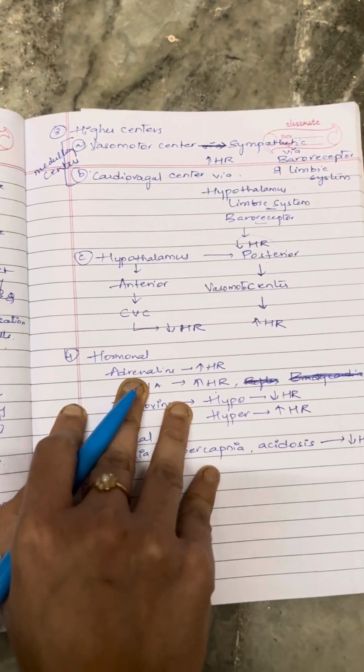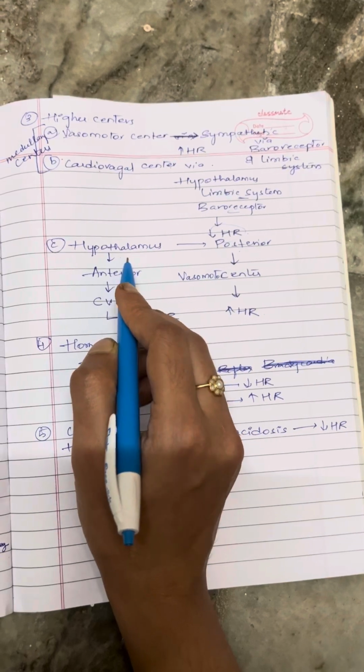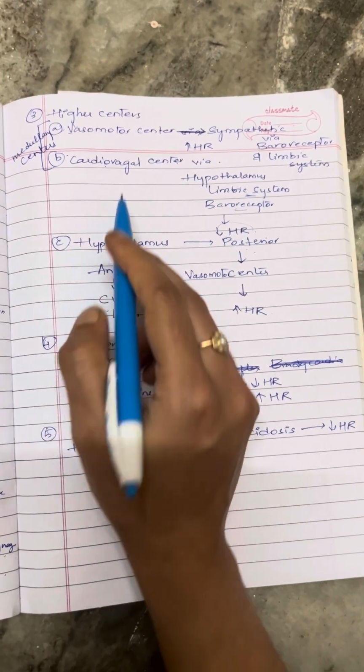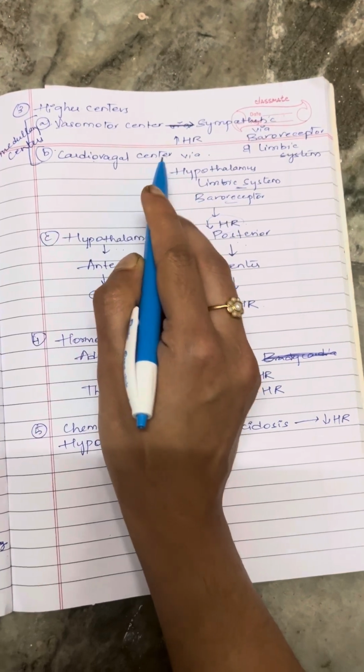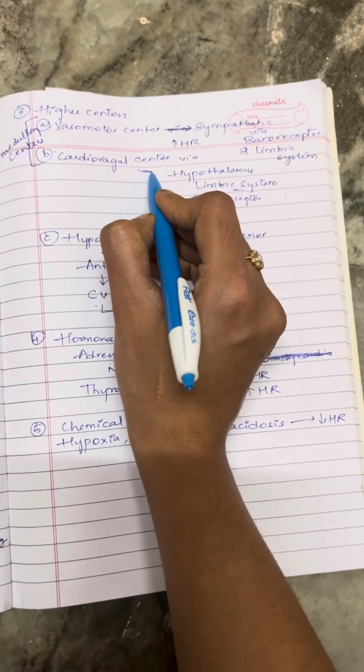And so let's focus on the higher centers. Let's see first the hypothalamus. The hypothalamus has an anterior and a posterior part. From the anterior, it goes to the cardiovagal center. With that, it's going to decrease the heart rate. It's going to inhibit the heart rate center.